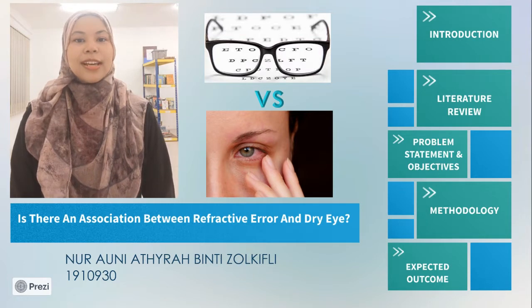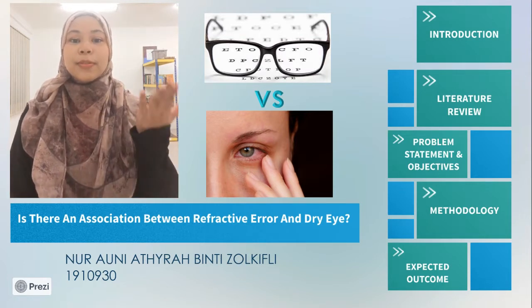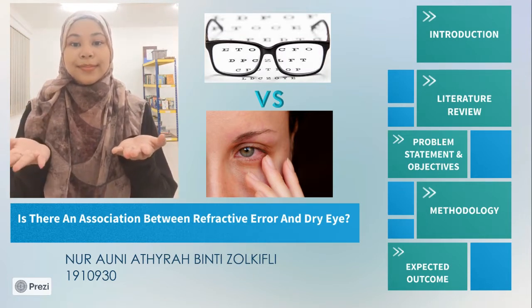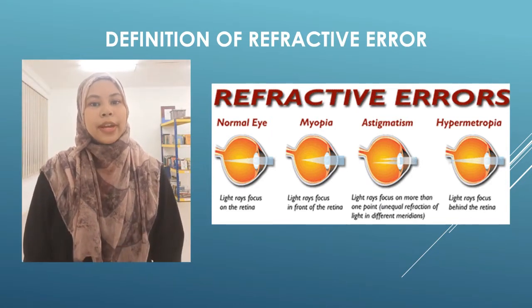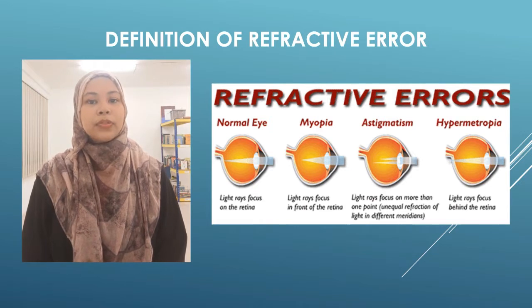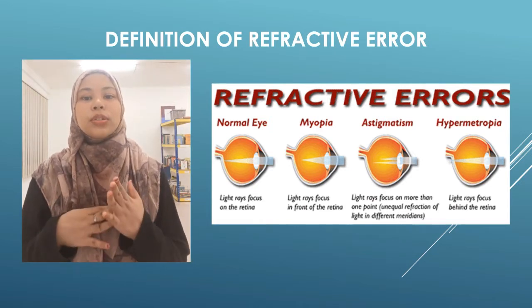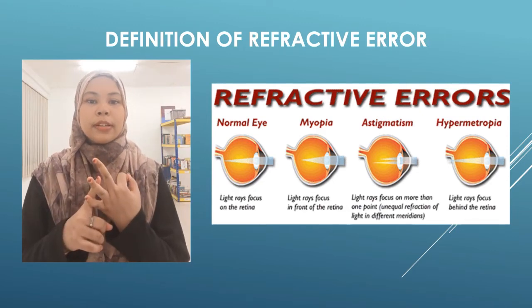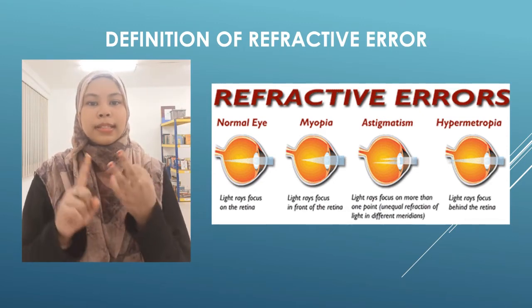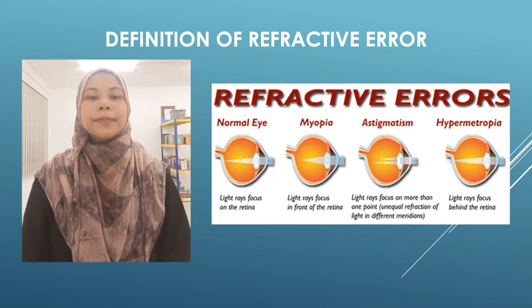Of final year project titled Is there an association between refractive error and dry eye? First, we need to know what is refractive error. Refractive error occurs when the eye is unable to focus light appropriately onto the retina. Based on the photo, there are three types of refractive error, which are myopia, astigmatism, and hypermetropia.